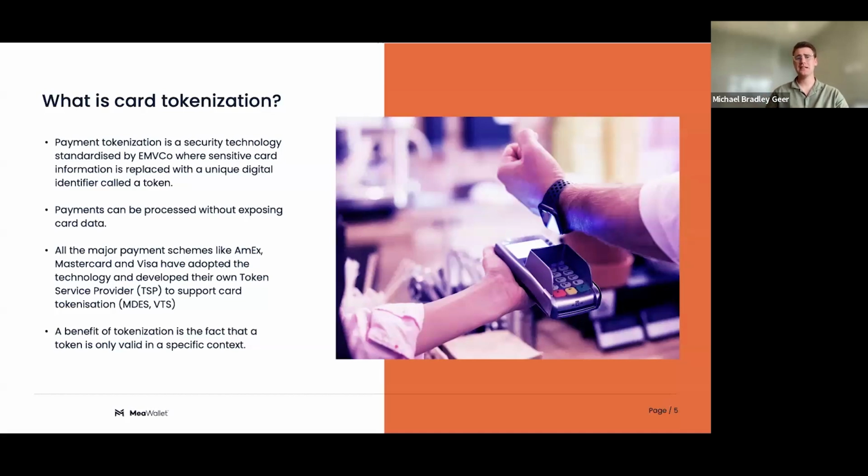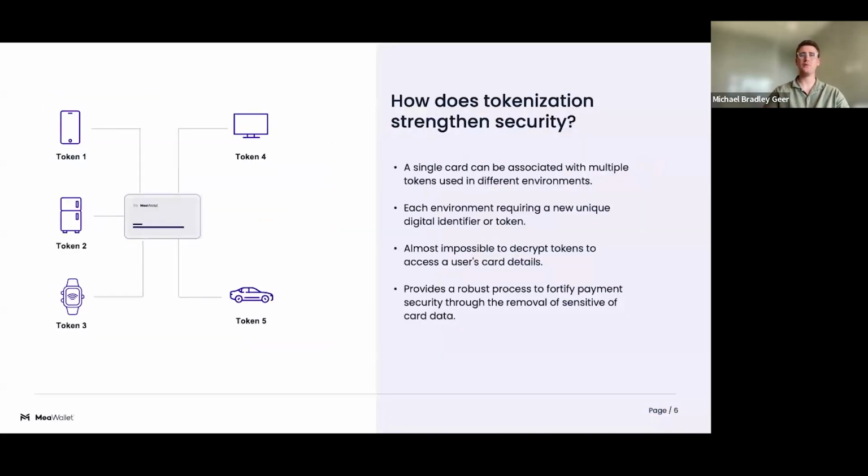Another key benefit of tokenization is that we can only use a token in a specific context. I'll be discussing that a little bit more in the next slides when we talk about tokenization and its security-based effectiveness, and its use cases in terms of ensuring that our transactions are safer, and that we once again remove that sensitive card data from the mix. So how does tokenization strengthen our payment security?